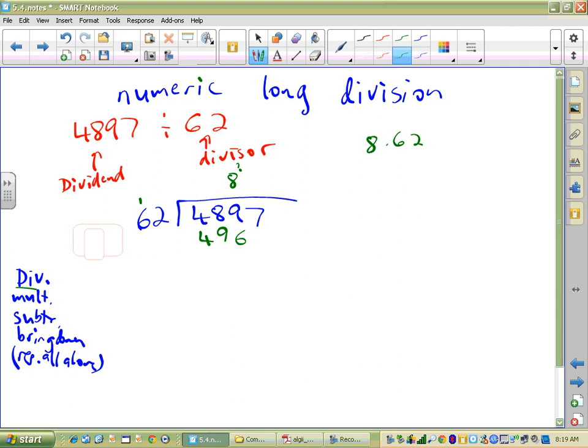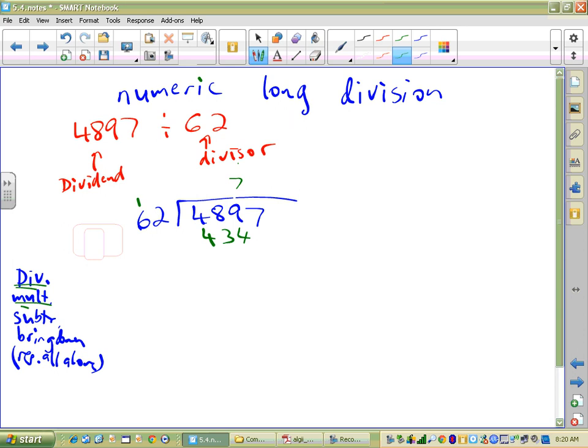Got to go with 7, let's go one smaller, right? So 8 didn't work. That's bad. So let's try 7. So we multiply. We had to divide, now we're on the multiplying step. We multiply 7 times 2. That's a 14. Carry the 1. 7 times 6 is 42. Carry the 1. That's 43.